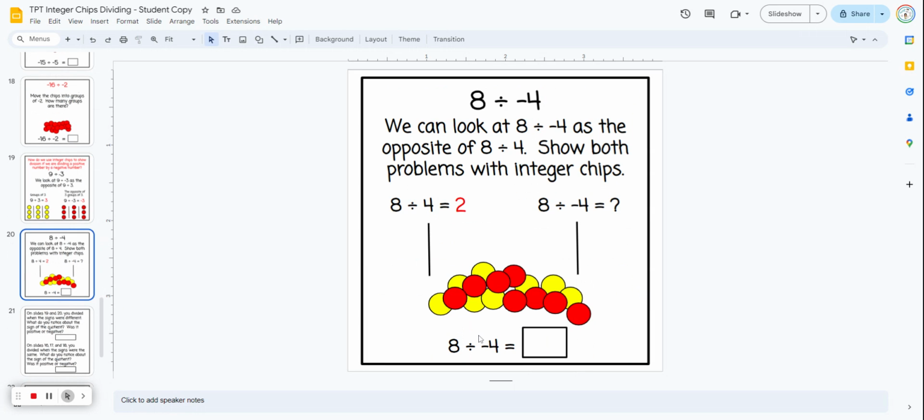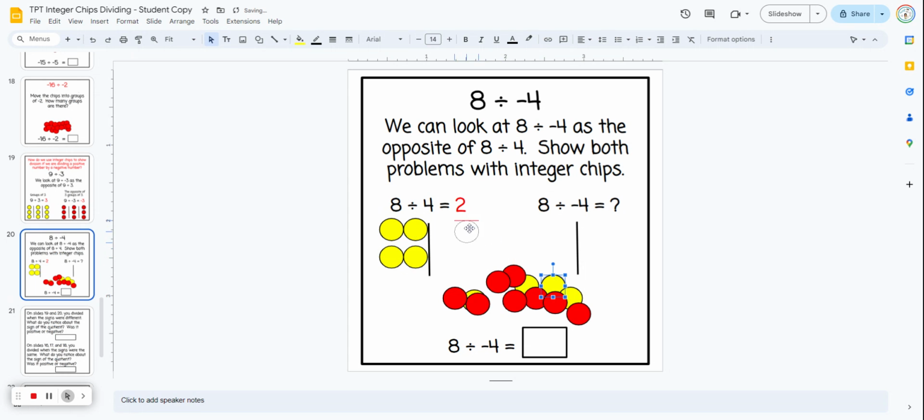So students are going to be doing this. First we have 8 divided by -4. So we're going to find 8 divided by 4 first. And if we take 8 and we divide it into groups, and these are going to be yellow, groups of 4. To equal groups of 4, there are going to be 2 groups. So we get an answer of 2.